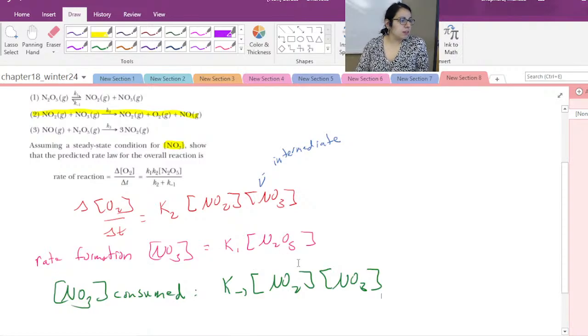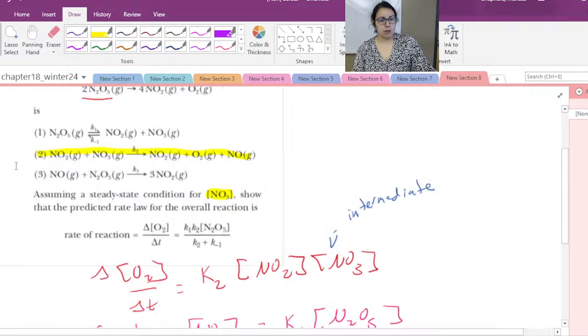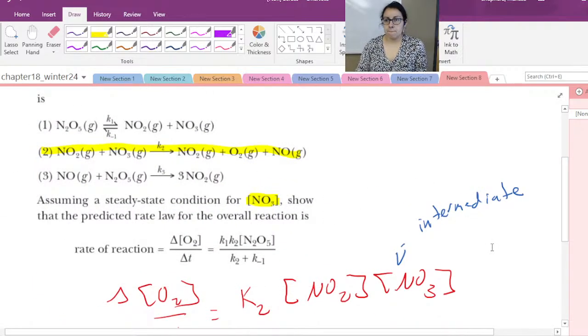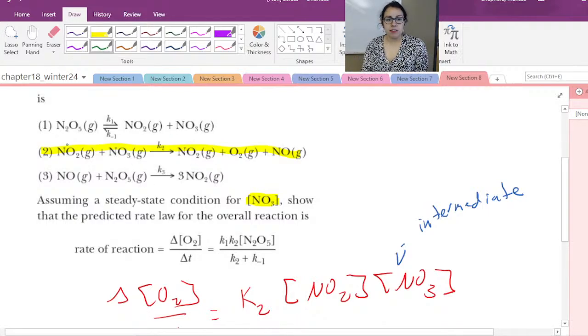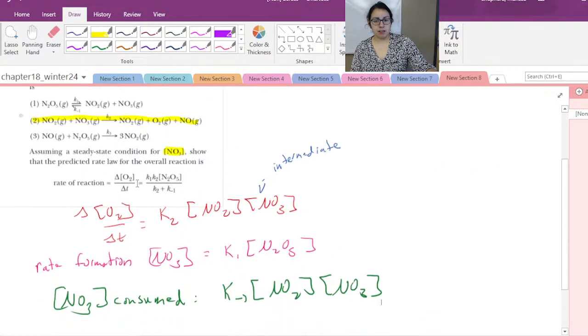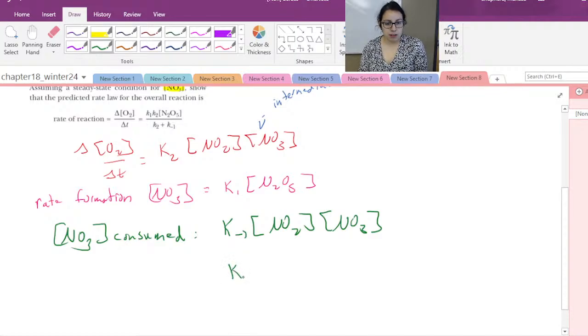And then how else is our NO3 consumed? What other equation? Yeah, K2, right? So writing this expression, NO2 times NO3 times K2 is our rate of consumption. And we should add them, showing that these are both ways that it's consumed.